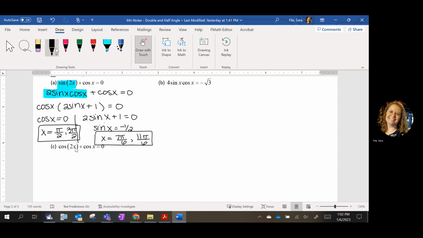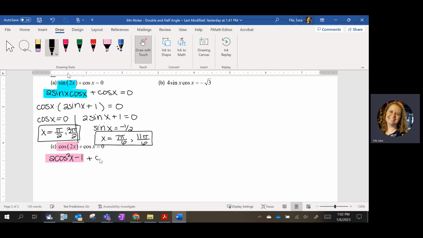Which one should I replace this with? The other term here is a cosine term. So what should I replace this with? If I replace it with the one that only has a cosine term, I'm going to be able to factor, right? Okay, so that's what I'm going to replace it with. So I'm going to replace it with the 2 cosine squared x minus 1. So I make that substitution first.